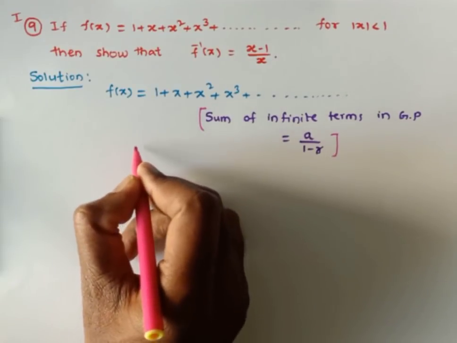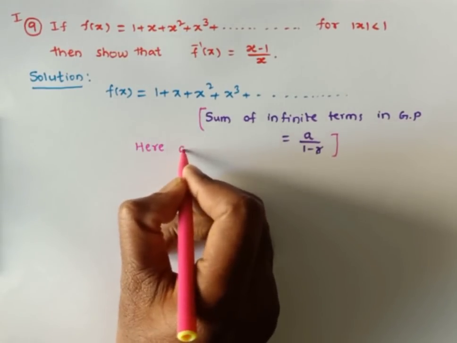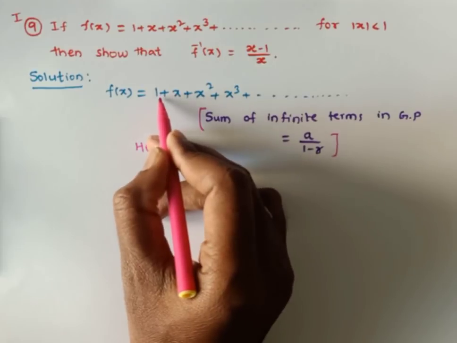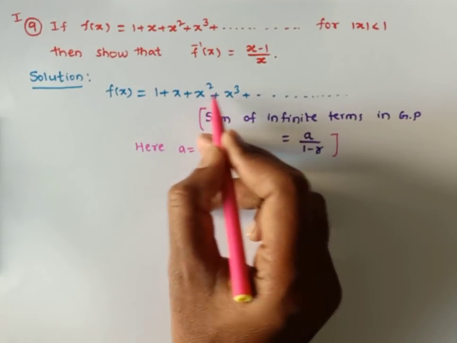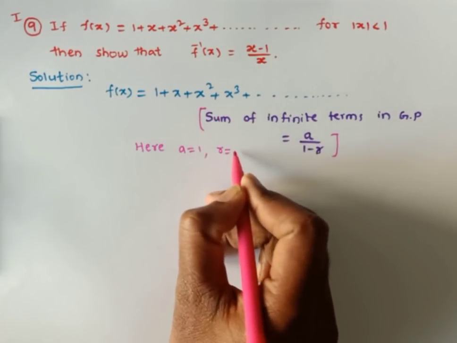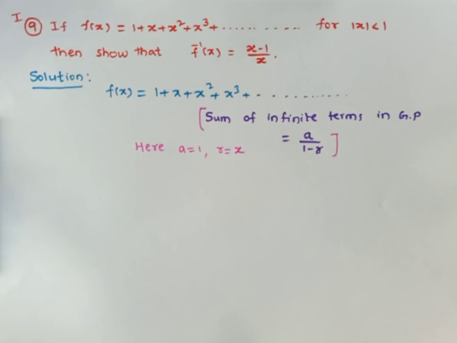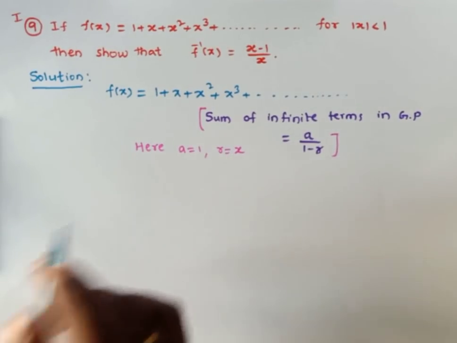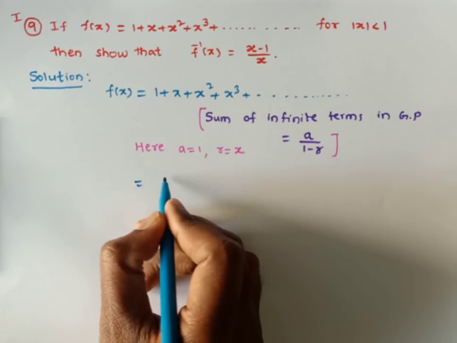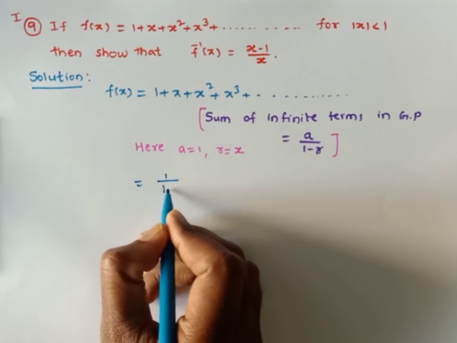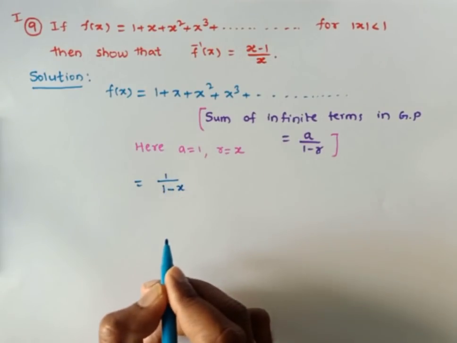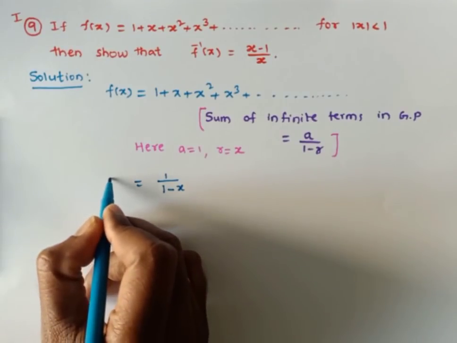Now here you can observe from the given series, the value of a, the first term, is 1, and the common ratio: x by 1 is x, x square by x is also x, x cube by x square is also x. If you take any two consecutive terms, the common ratio is always x. Therefore the sum of 1 plus x plus x square and so on, to infinite terms, is a by 1 minus r, where a is 1 and r is x, so this is 1 by 1 minus x. So this is the value of f of x.